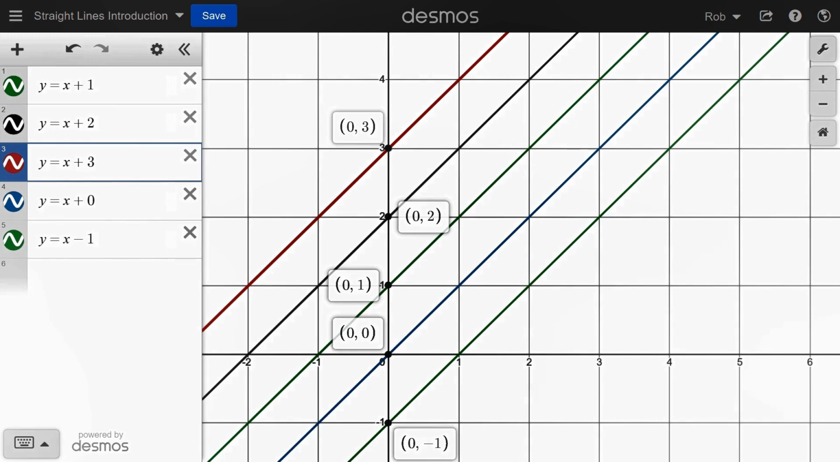So what we're going to have a look at in the next video is what happens if we change how steep they are. And eventually we'll look at what if they're horizontal and what if they're vertical.